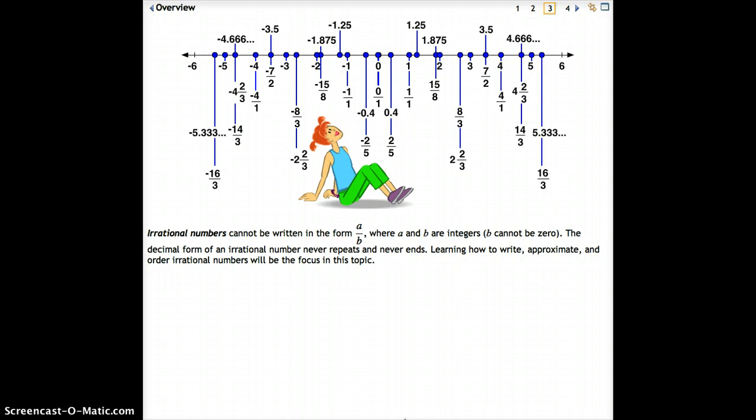Irrational numbers cannot be written in the form of a over b, where a and b are integers, and b cannot equal 0. Remember, we can never divide by 0. The decimal form of an irrational number never repeats and never ends. Learning to write, approximate, and order irrational numbers will be the focus of this topic.